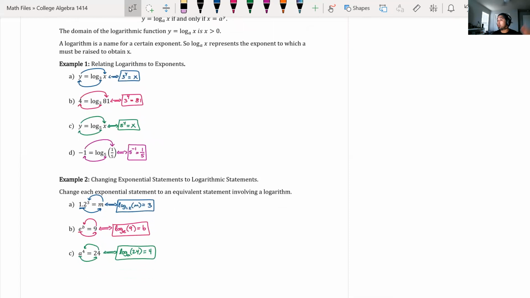And that is going from log to exponentials and then exponential to logarithms. And we are able to do this because they are inverses of each other. Okay. Any questions on that?